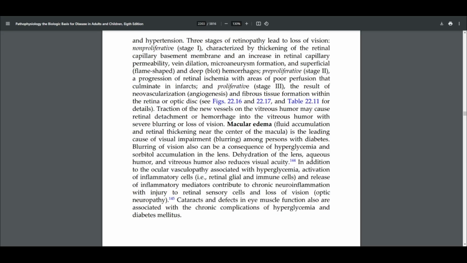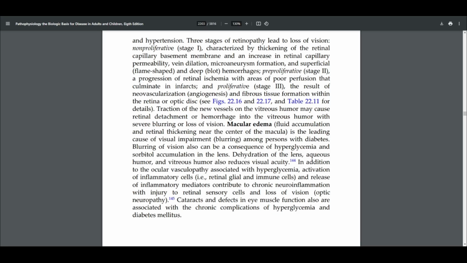Pre-proliferative, a progression of retinal ischemia with areas of poor perfusion that culminate in infarcts, and proliferative, the result of neovascularization, angiogenesis, and fibrous tissue formation within the retina or optic disc. Traction of the new vessels on the vitreous humor may cause retinal detachment or hemorrhage into the vitreous humor with severe blurring or loss of vision.